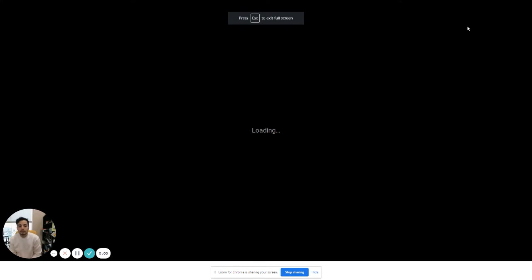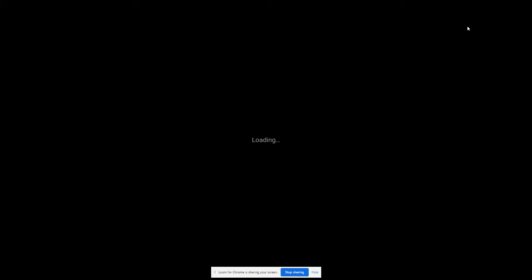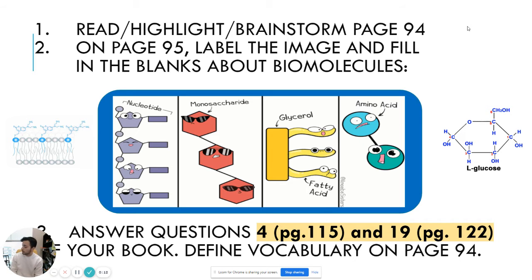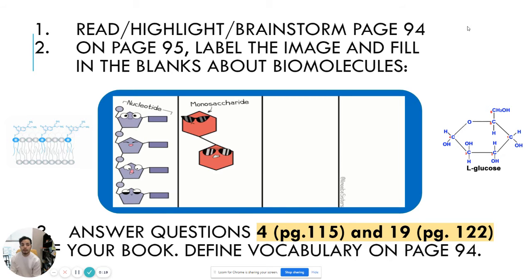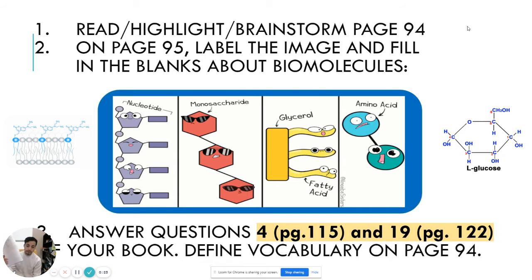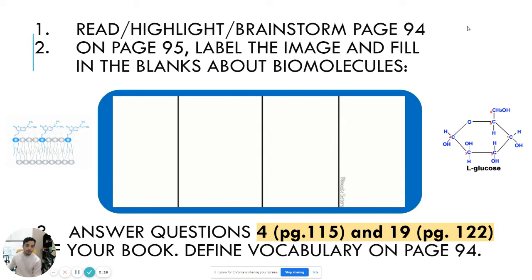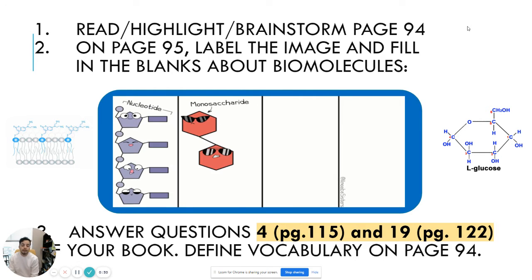Hey guys, so I am here to give you a review lesson on biomolecules and enzymes. Once my little screen loads up, turn to page 94, read, highlight and brainstorm, just look all through that. Then on page 95, there's an image in your STAAR review book. See if you could label the image and fill in the blanks that go with it, okay?